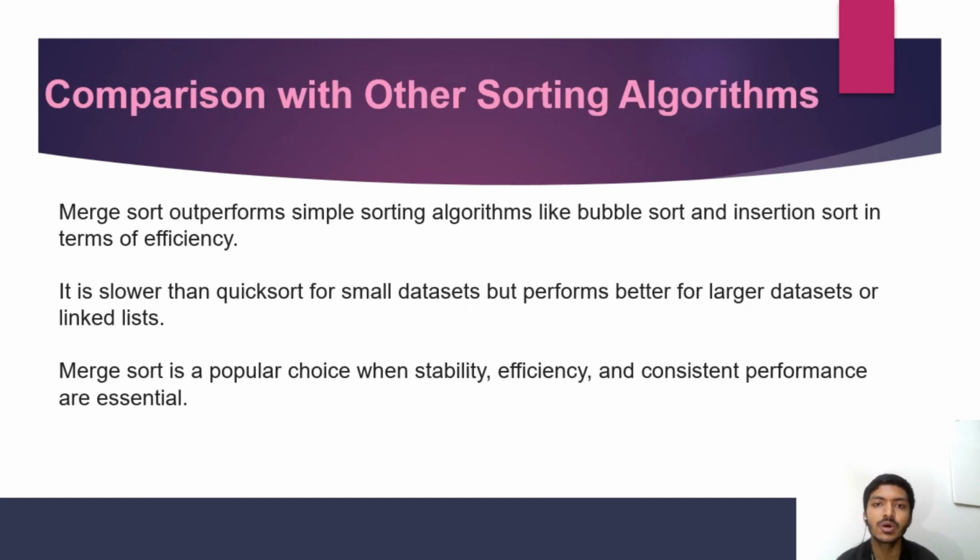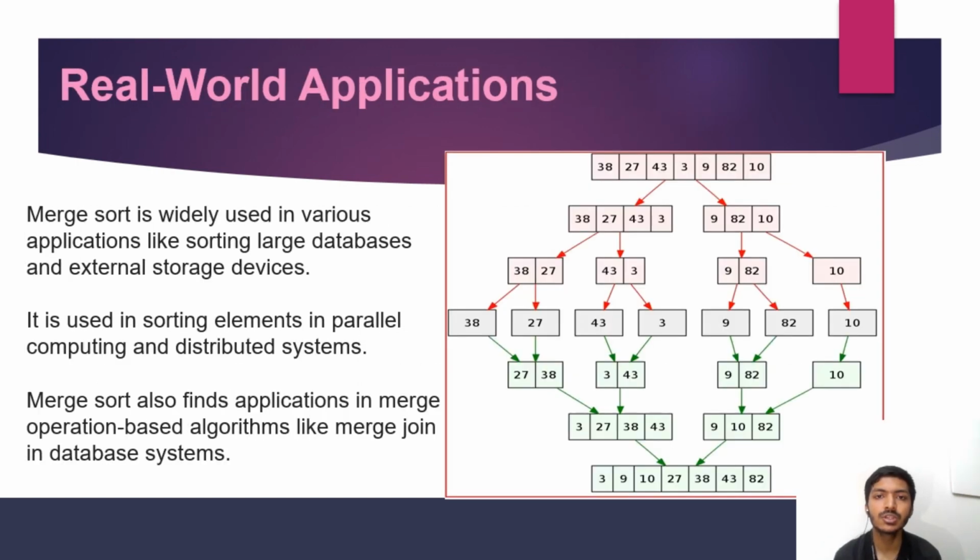Let's compare merge sort with other sorting algorithms. If we compare it with quicksort, in the case of smaller datasets, it is slower. If we compare it with quicksort for larger datasets or with linked lists, then it is faster and much more efficient. If we now compare it with bubble sort or insertion sort, then merge sort outperforms bubble sort and insertion sort in terms of efficiency. Now the third one is that merge sort is a popular choice when stability, efficiency and consistent performance are essential.